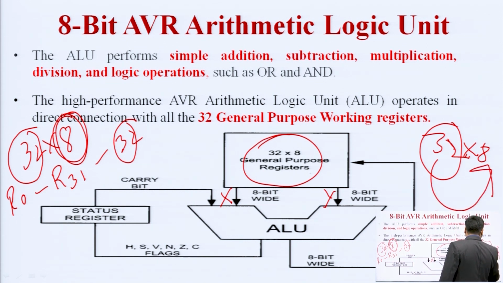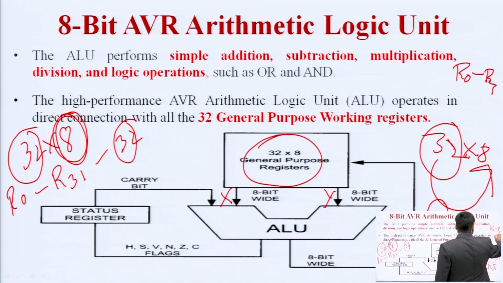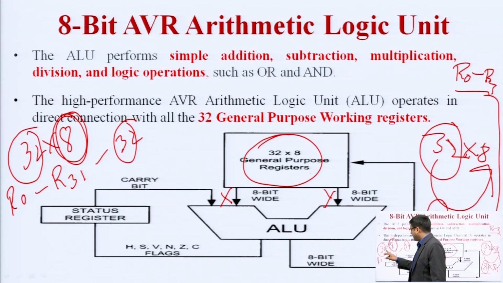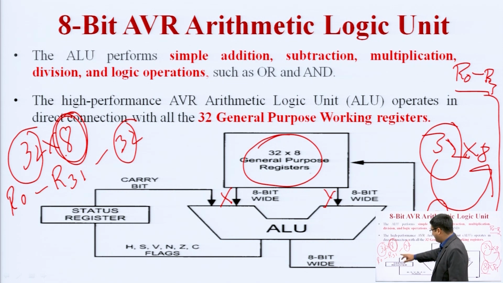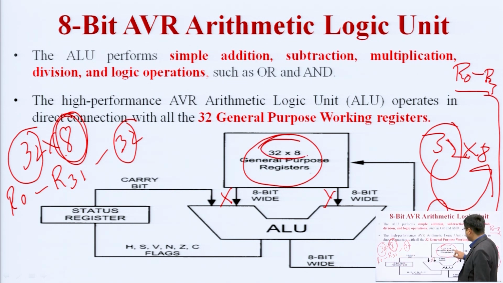If we write 8 into 8, what does it mean? It means it has 8 general purpose registers, like in the 8051 microcontroller, where we have R0 to R7 available, and each register is of 8 bits. So the meaning of 32 into 8 is clear: 32 general purpose registers, each of 8 bits. The data stored in these registers is provided to the ALU.